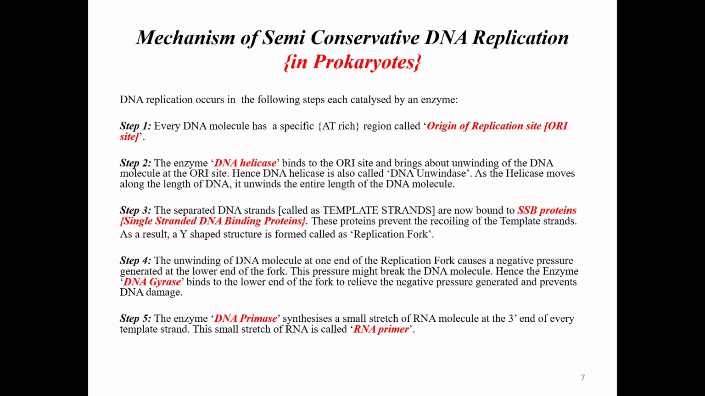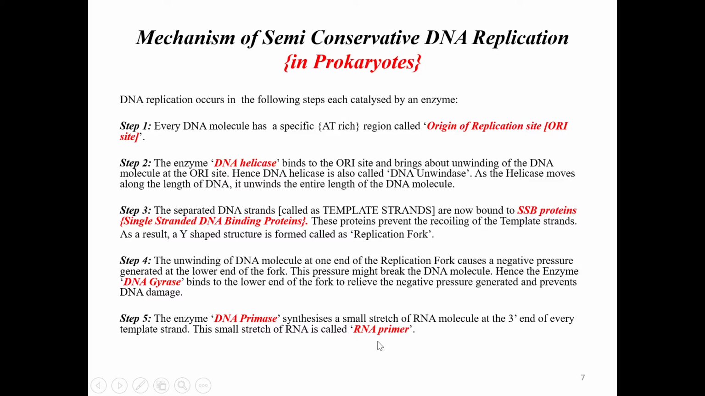In the next step, the unwinding of the DNA molecule at one end of the replication fork causes a positive pressure to be generated at the lower end of the fork. This pressure might break the DNA molecule, hence the enzyme DNA gyrase binds to the lower end of the fork to relieve the pressure generated and prevents DNA damage. Coming to the next step, the enzyme synthesizes a small stretch of RNA molecule at the 3' end of every template strand, and this small stretch of RNA is known as the RNA primer.